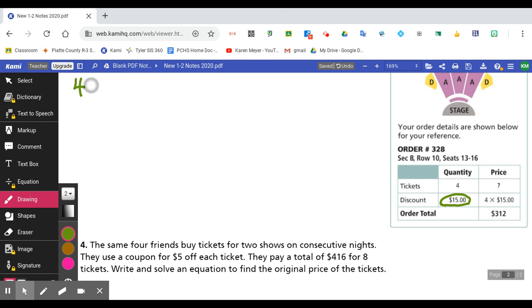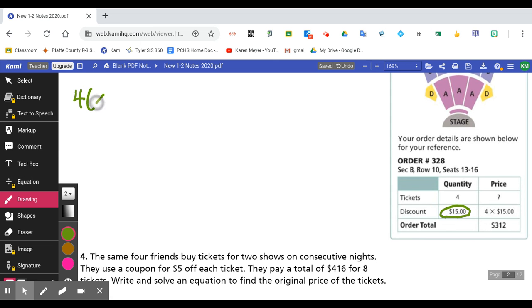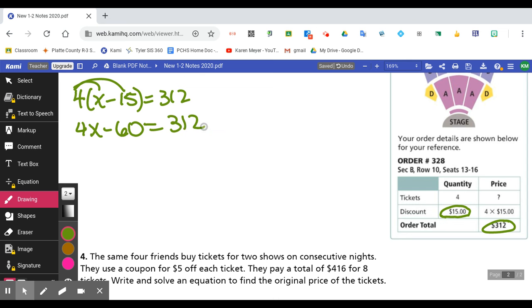And then we know that the price of 1 ticket is going to be X, but we get to subtract $15 from it. And then it did tell me the total order was $312. So this problem, we had to use distributive property because each ticket was going to get $15 off. So now distribute, and you get 4X minus 60 equals 312.